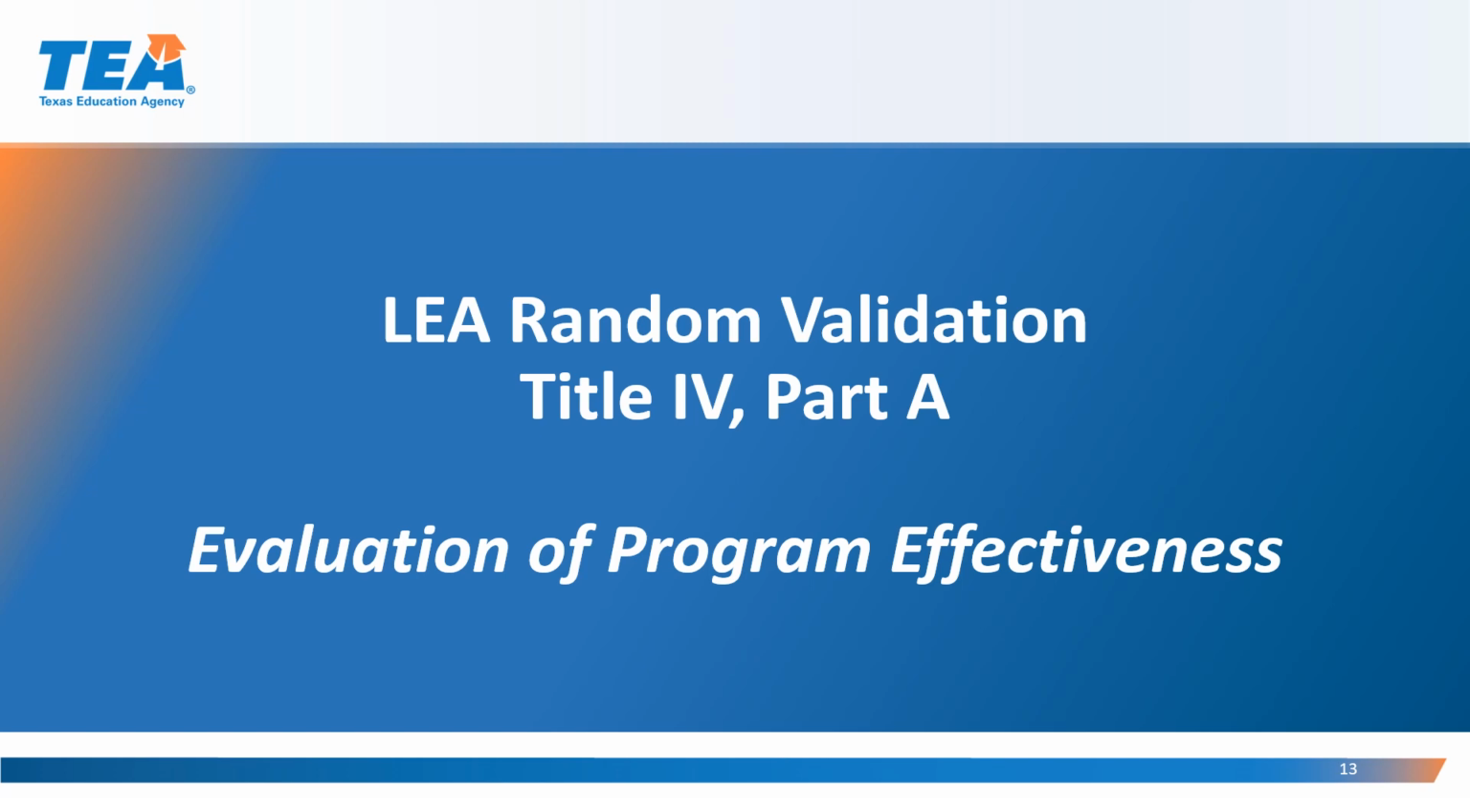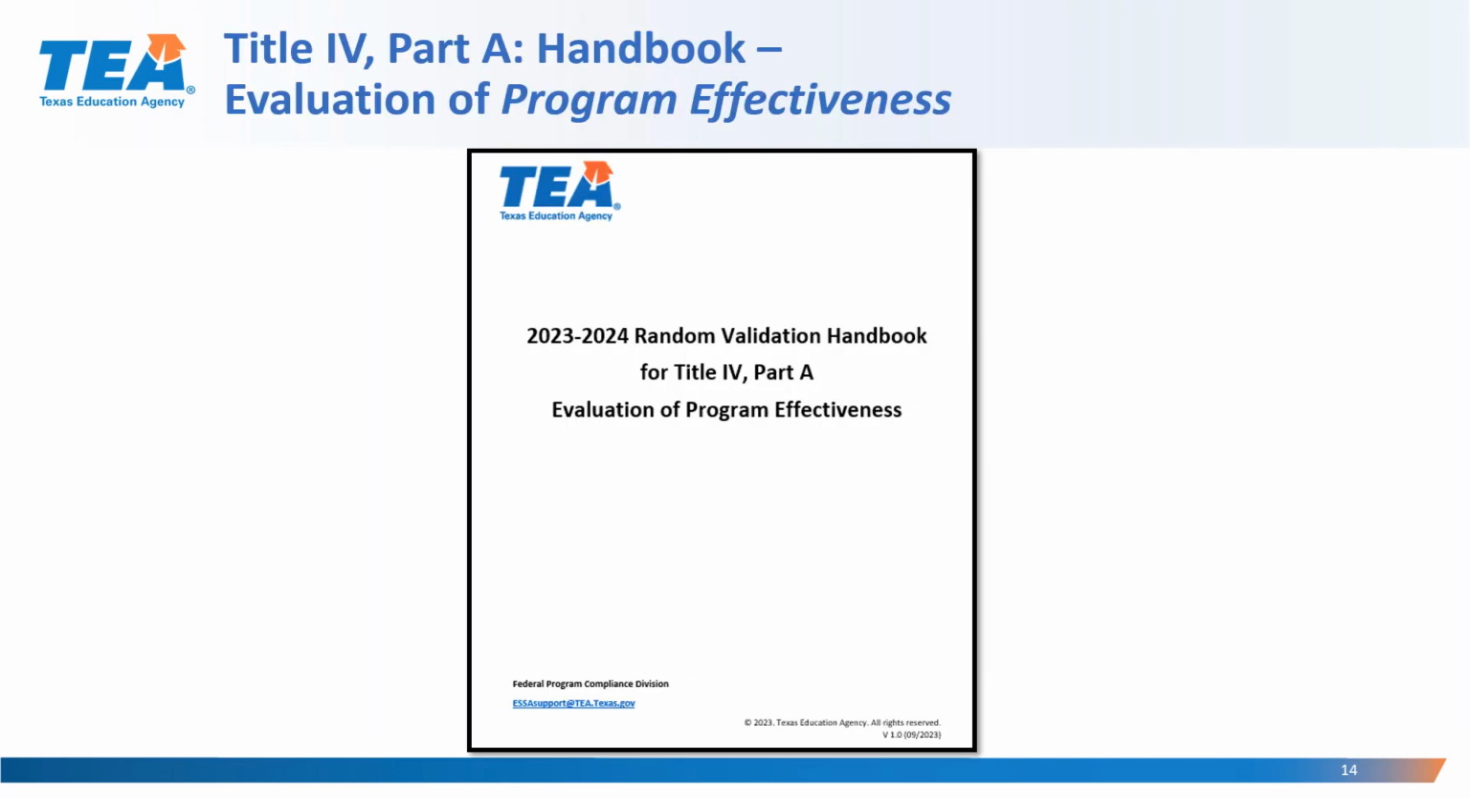LEA Random Validation, Title IV Part A, the evaluation of program effectiveness. Now I will share more specifics regarding this requirement. As stated earlier, the LEA Random Validation items are aligned to TEA documents. Throughout the handbook, the LEA is guided through the alignment with TEA documents and provided requirements for submitting applicable documentation to meet the requirement.